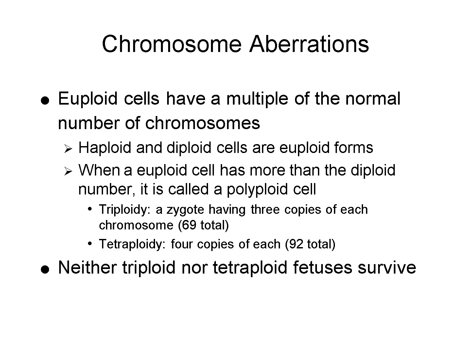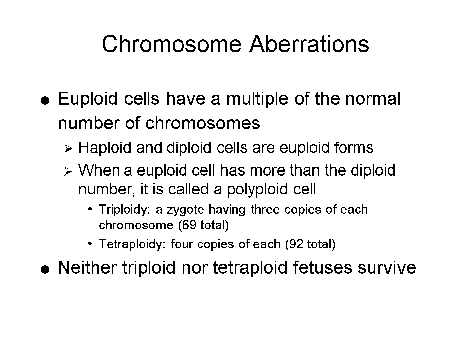Euploid cells are cells that have a multiple of the normal number of chromosomes. Both haploid cells, which have one set of chromosomes, and diploid cells, which have two sets, are examples of euploid forms. However, when a euploid cell has more than the normal diploid number, it is called a polyploid cell.